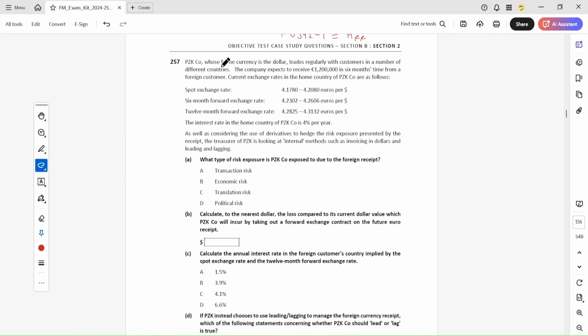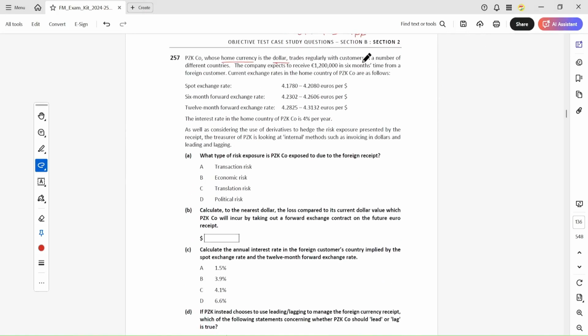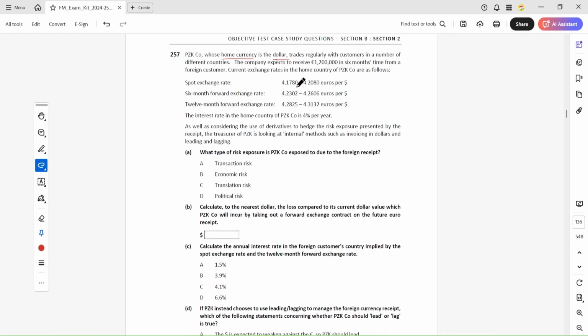Each company whose home currency is dollar trades regularly with customers in a number of different countries. They expect to receive in 6 months from a foreign customer. The current exchange rate in the home currency is spot. We are receiving, so receiving, we use the higher rate, right? Higher rate. We use higher rate.